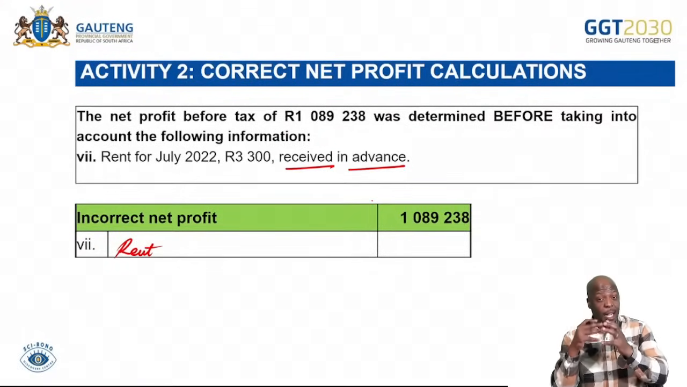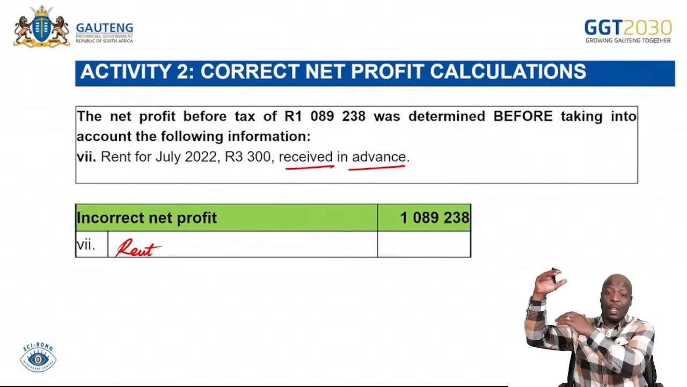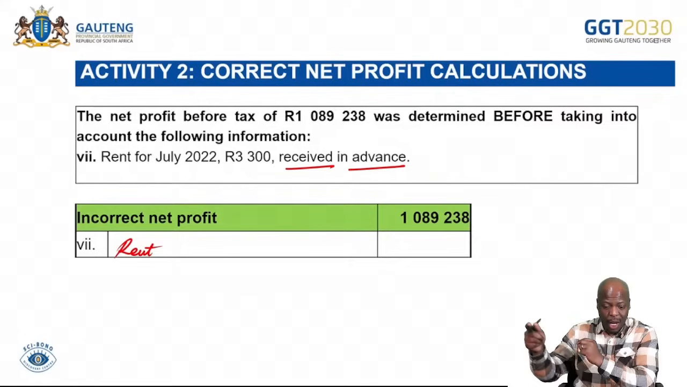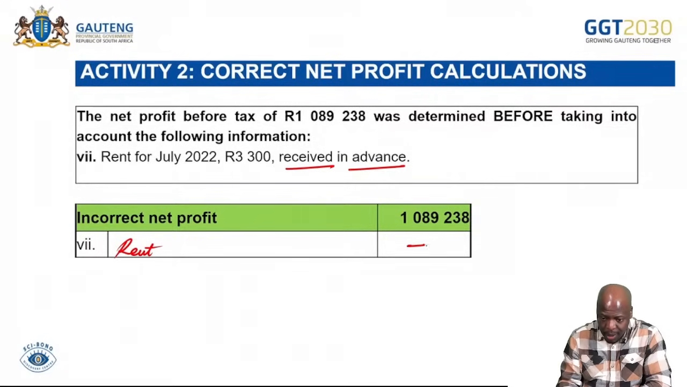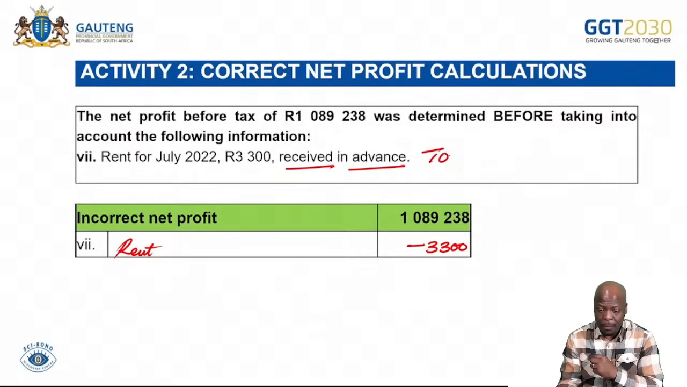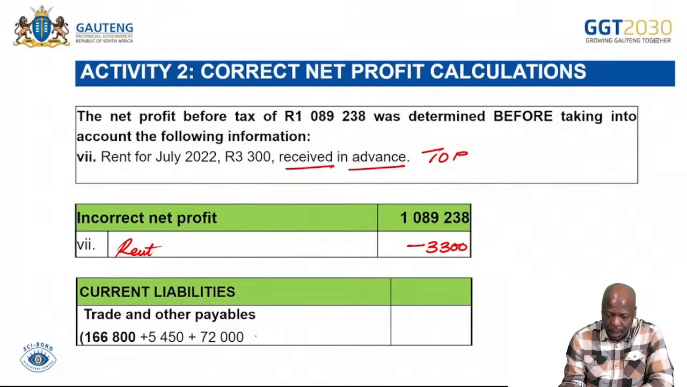So rent income, we have received rent income in advance. That means our profit has been overstated. Once our profit is overstated, that is incorrect because July is in the next financial year. So we have to take out this rent which was received in advance, minus 3,300. But we understand that once we receive income in advance, it must go to trade and other payables. So I'm going to come to my trade and other payables, and I'm going to say plus 3,300.